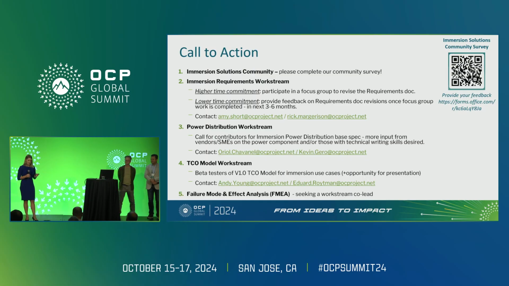For the power distribution work stream, there's a call for contributors. Right now, that group is creating a design spec for immersed power supplies. This is something that is very, very exciting. And what they're looking for is more eyes, more subject matter experts, and particularly they're looking for vendors or SMEs in the power component area, or somebody with strong technical writing skills to actually help write up that base spec.